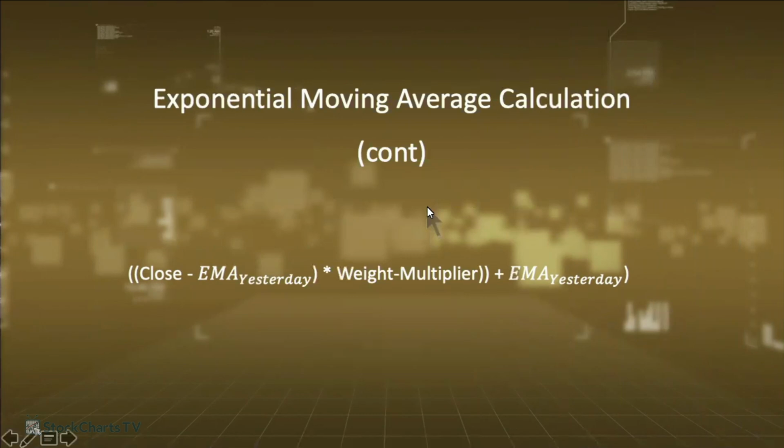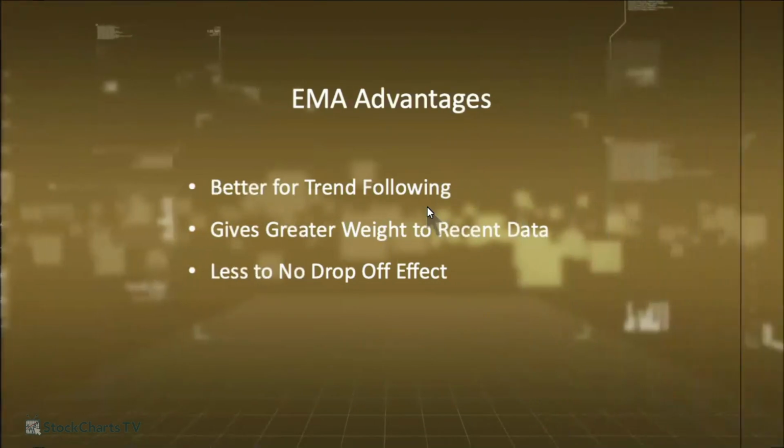It's all in chart school. I don't think there's any reason for me to go over that too closely. So what are the advantages? Like I said, I like it because it's better for trend following, because it puts greater emphasis on the more recent data. And then you don't really have that drop-off effect to the same degree that you might in a simple moving average.